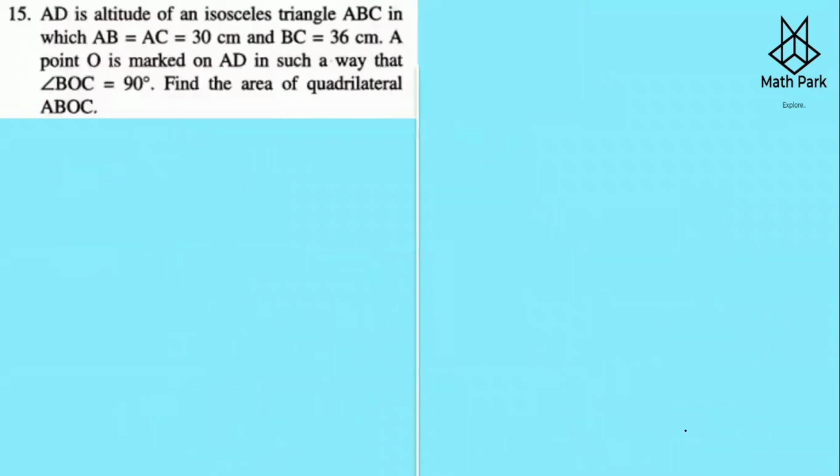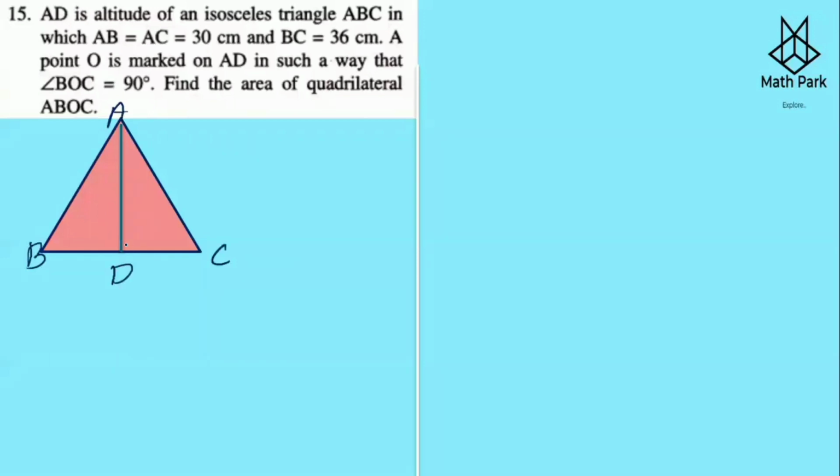The last question of this exercise. So we have an isosceles triangle ABC, where AD is an altitude. AB is equal to AC is equal to 30 centimeter, and BC is 36. So this is going to be 18 and 18 because the altitude bisects it.